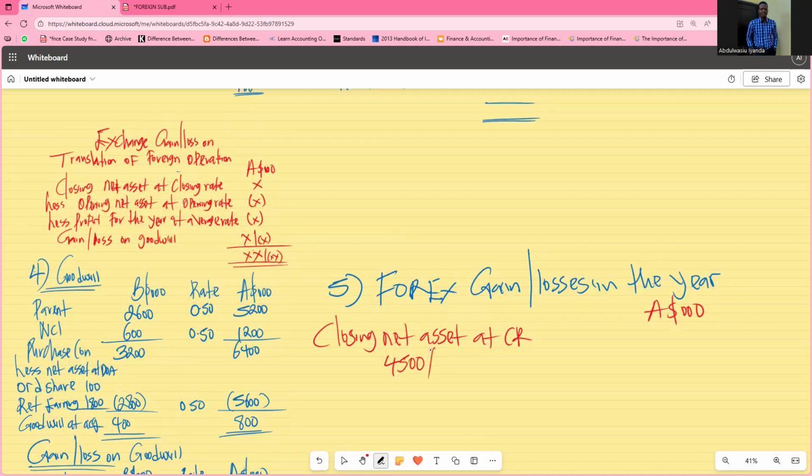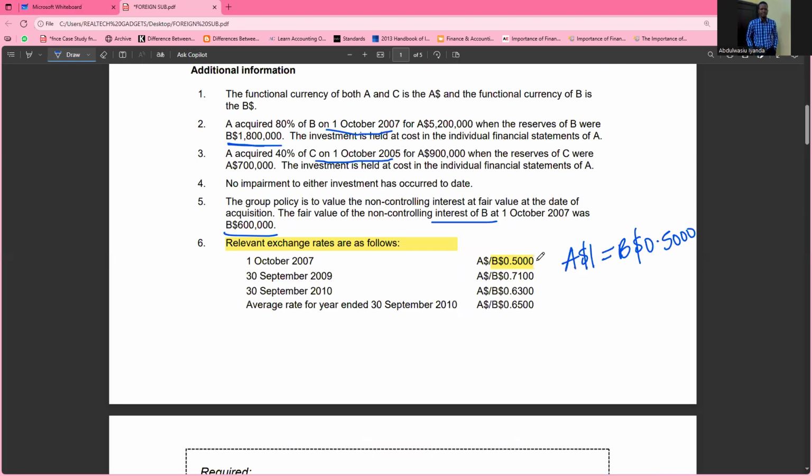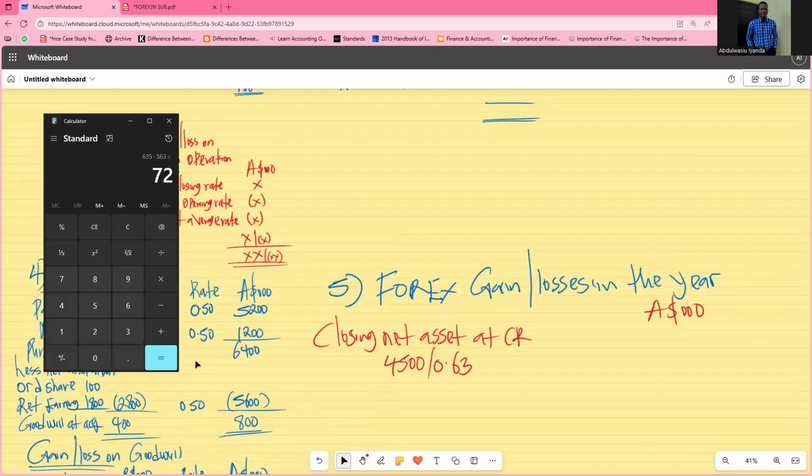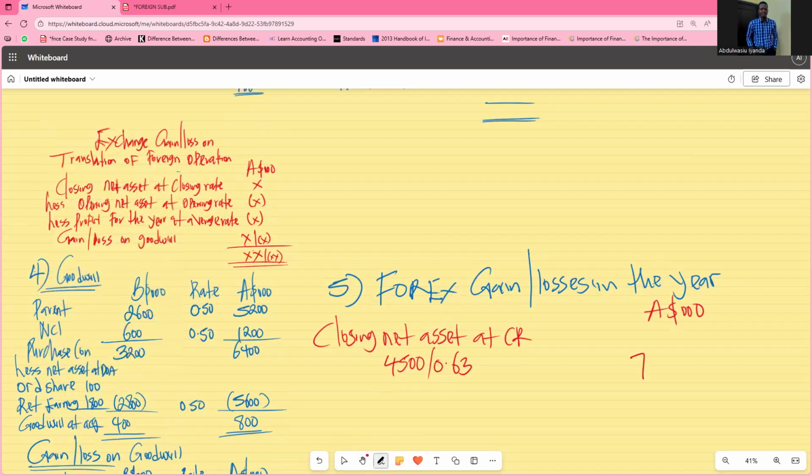Then the closing rate is 0.63. Let me take you guys there. This is the closing rate. The closing rate on 30th of September 2010 is 0.63. So where is your calculator? If you say 45, then you divide by 0.63, then that is 7,143. What's the next step?